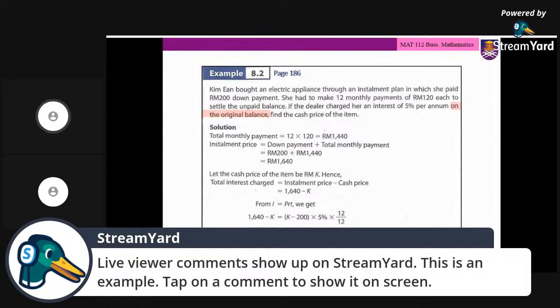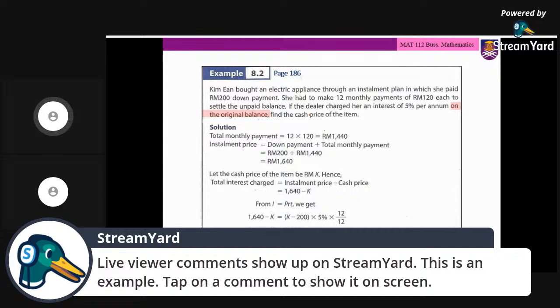So you know that our K, our down payment, is 200. Our N is 12. Okay, this is our monthly payment. So now you want to find the cash price of the item, harga barang tu. So then you refer to all the formulas you have, and you can choose any of the formulas that you want to use to find the cash price.